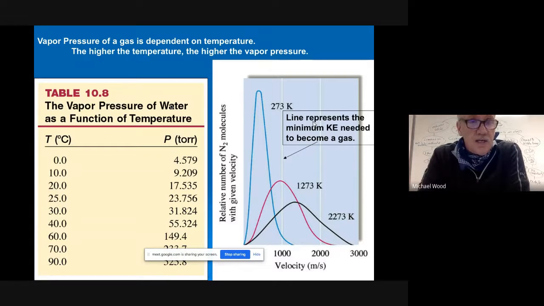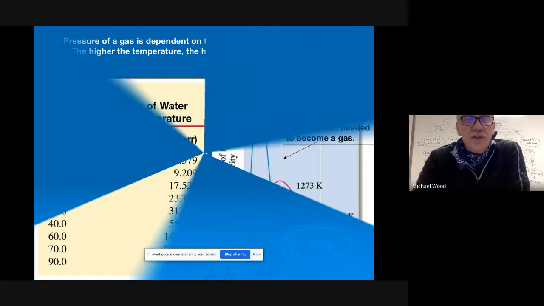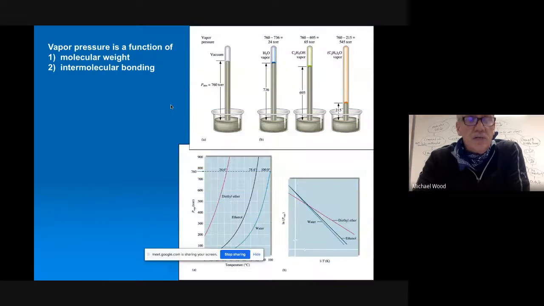Okay, so I'll say it again. I didn't say it very well. As the temperature goes up, that means the molecules are moving faster. They have more kinetic energy, so the molecules will have enough energy to break from the liquid phase to the gas phase. That's why the vapor pressure goes up. And then I talked about this page as well.